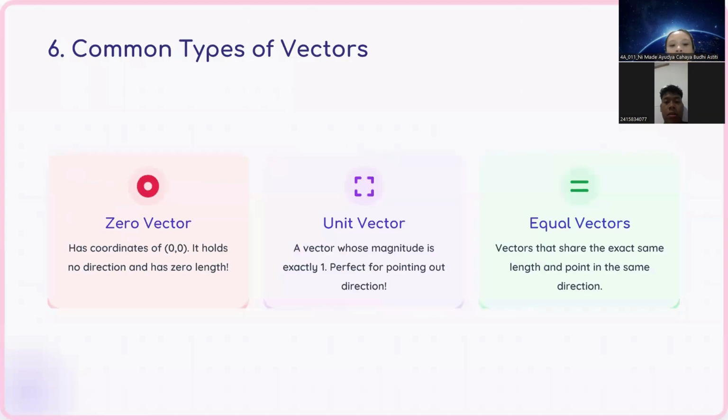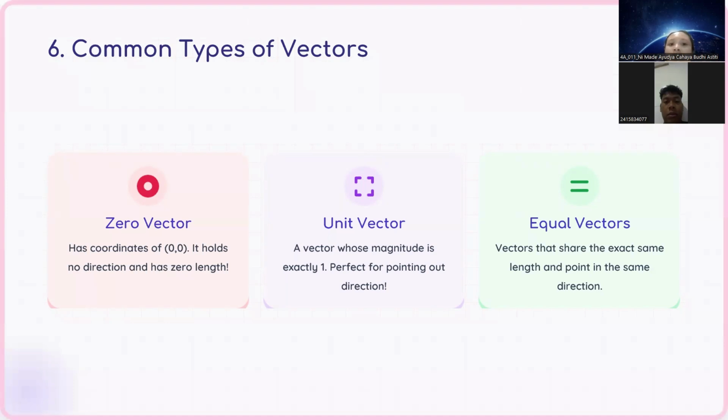Next, we have types of vectors. So the first one is zero vector. For example, it has coordinate of 0, 0. It holds no direction and has zero length. Second type of vector is unit vector. A vector whose magnitude equals 1. Unit vectors are often used to indicate direction.